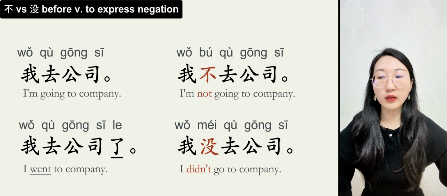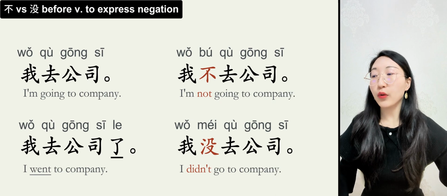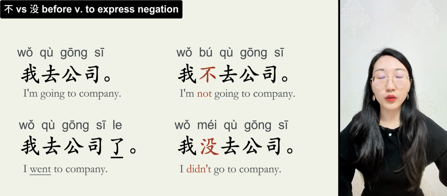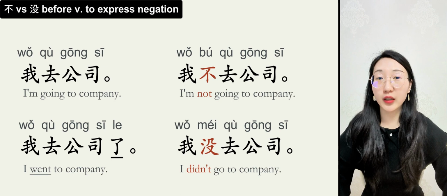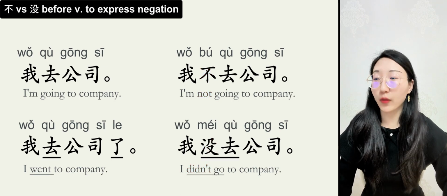我去公司. I'm not going to the company: 我不去公司. I went to the company: 我去公司了. I didn't go to the company: 我没去公司. And if you want to see a more detailed explanation about past tense and negation for past tense, you can watch this video.